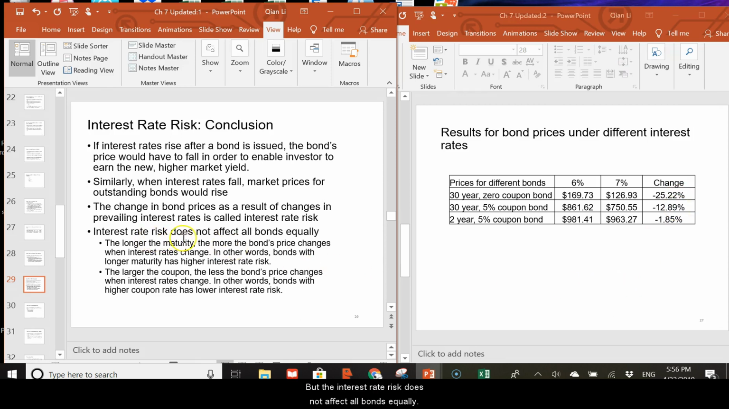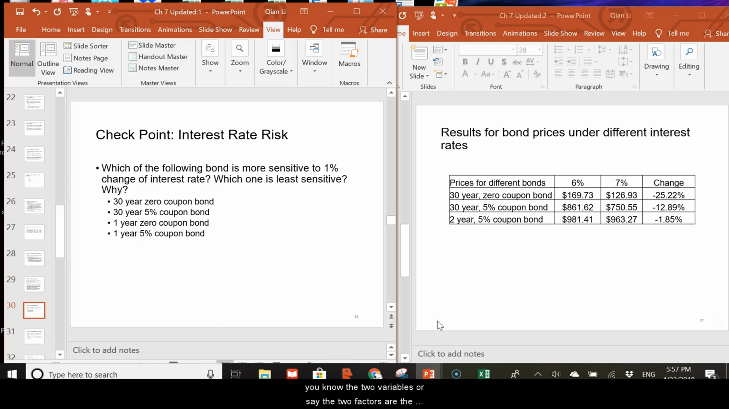But the interest rate risk does not affect all bonds equally. Sometimes we also say not all bonds have the same level of interest rate risk or interest rate sensitivity. Bonds with longer maturity have higher interest rate risk. They are more sensitive to the change of interest rates. Bonds with higher coupon rate actually have lower interest rate risk compared to the bonds with zero or low coupon rate. Now if I ask you, what two variables would affect the interest rate risk or interest rate sensitivity of a bond? You know the two variables, or say the two factors, are the maturity of the bond and the coupon interest rate of the bond.